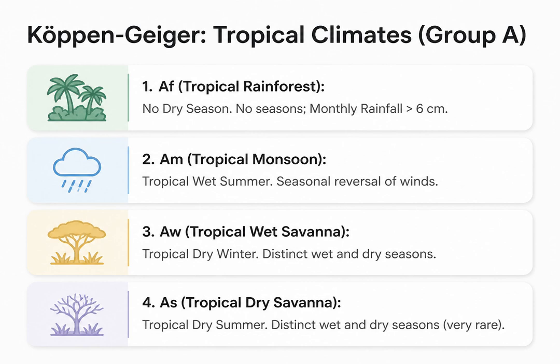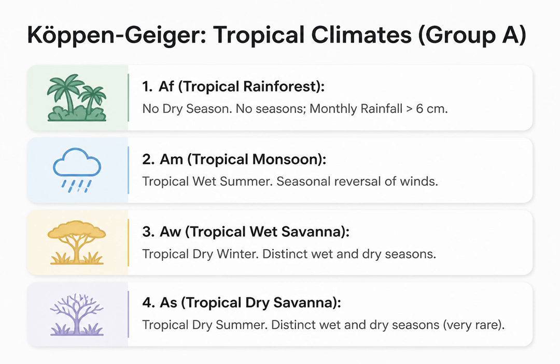Af is the tropical rainforest, experiencing no distinct seasons and heavy monthly rainfall over 6 centimeters. Am is the tropical monsoon, defined by a seasonal reversal of winds. Aw is the tropical wet savanna with a dry winter, while As is a very rare tropical dry savanna with a dry summer.